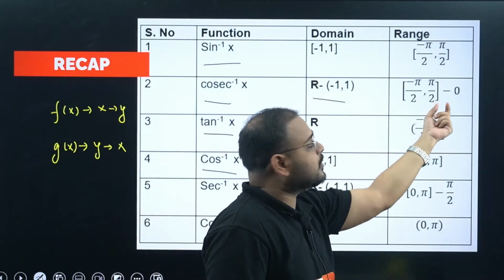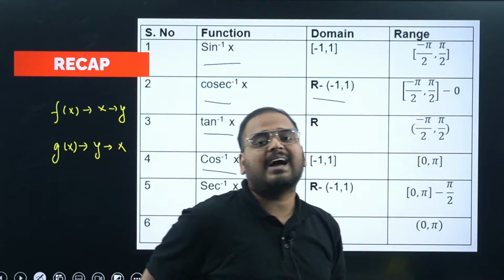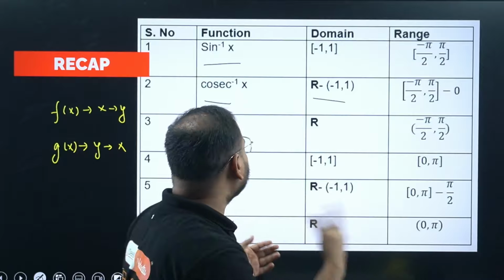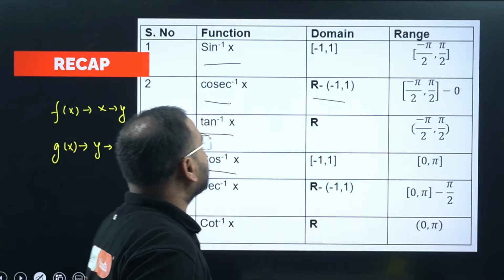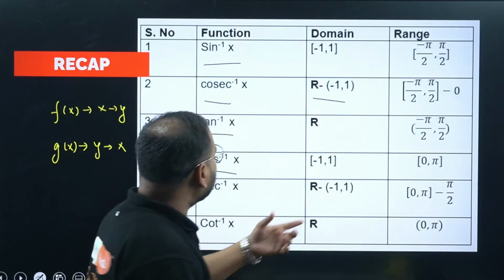Over here also 0 is not part of the domain. Why is 0 not part of the domain? Because at 0 sine is 0, right? So cosec will be undefined, no? So for that reason 0 is not part of the range. Means we cannot reach that point.